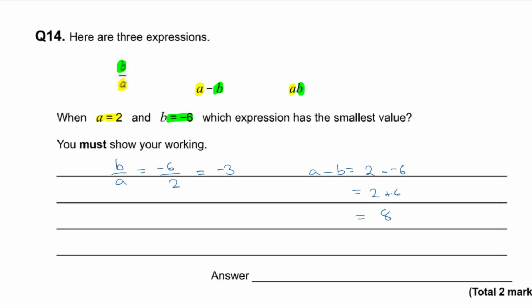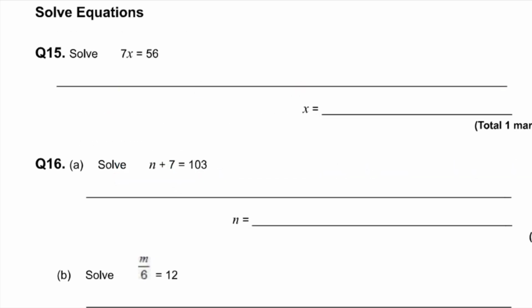And then so far, but then I've got ab to evaluate. A is 2, b is minus 6, so subbing those in and then multiply them out. 2 times negative 6, that's negative 12. Okay, so which is the smallest value? The smallest is going to be the most negative in this case, isn't it? It's going to be the negative 12. That's the smallest one.